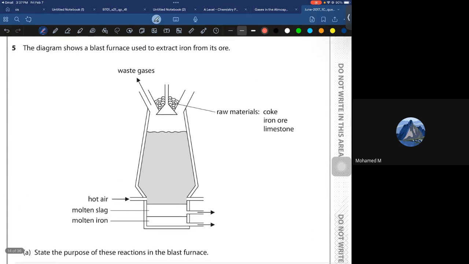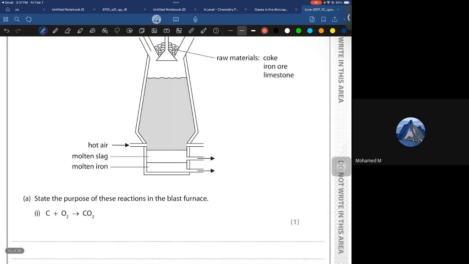Okay, see this. The diagram shows a blast furnace used to extract iron from its ore. So state the purpose of these reactions in the blast furnace. Like what was the purpose of this reaction in a blast furnace when the carbon was reacting with oxygen to form carbon dioxide? What do you think? Is this an exothermic reaction or an endothermic reaction? What do you think first?